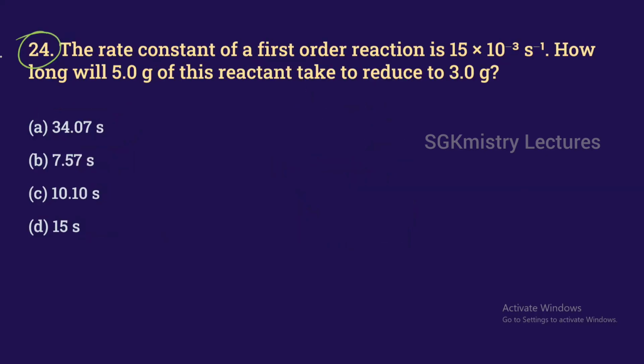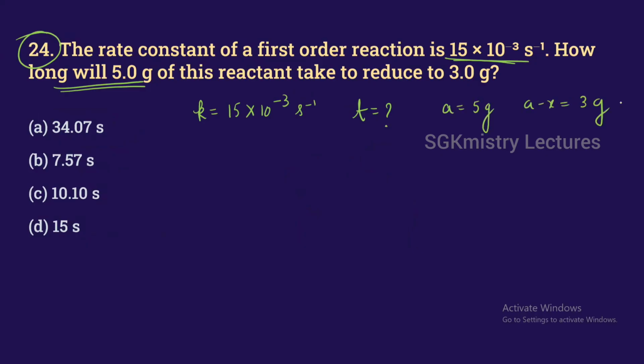Next, question number 24. The rate constant of a first order reaction is given, that is K value is 15 into 10 to the power of minus 3 second inverse. How long is asked, so time is asked. Will 5 grams of this reactant take to reduce to 3 grams? So A is 5 grams. A minus X is 3 grams. Now again do the calculations.